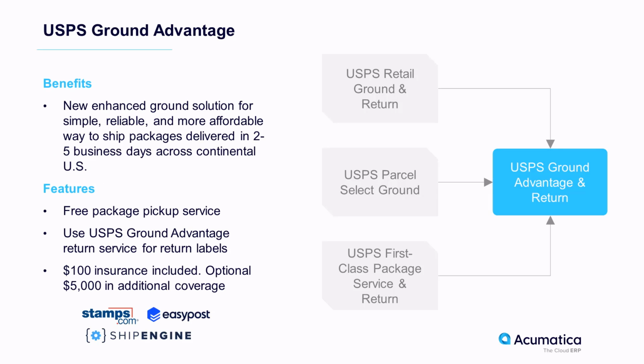USPS is providing a new and enhanced ground solution for a more affordable way to ship packages that are delivered within 2 to 5 business days across continental US, combining with their popular last mile service. As part of this change, they're retiring their USPS retail ground and return service, USPS Parcel Select Ground, and USPS First Class Package Service and Return Service.